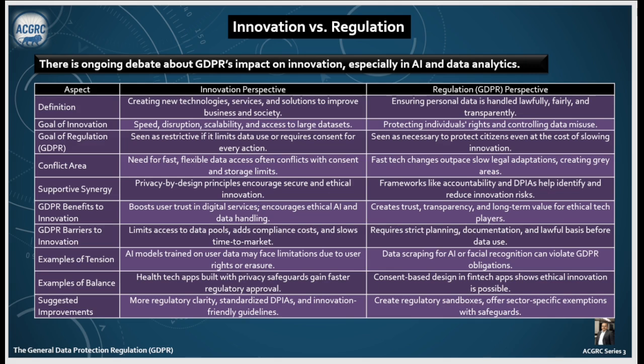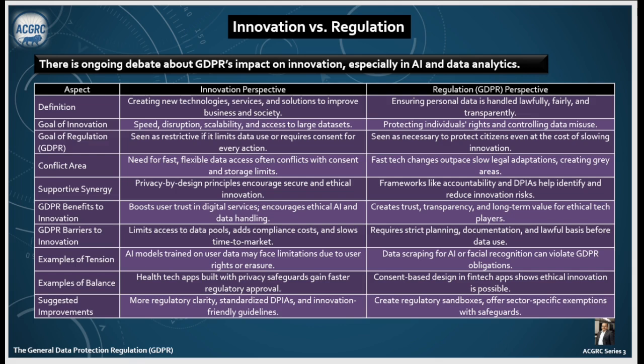Let us look at a comparison, or rather a different perspective, from innovation and regulation. From a definition perspective, innovation is about creating new technologies, services, and solutions, while regulation is about ensuring personal data is handled lawfully, fairly, and transparently. The goal of innovation is to speed up disruption, scalability, and access to large datasets. The role of regulation, or GDPR, is protecting individual rights and controlling data misuse. Innovation sees regulation as restrictive if it limits data use or requires consent for every action. But from a GDPR perspective, it is seen as necessary to protect the citizen, even at the cost of slowing innovation.